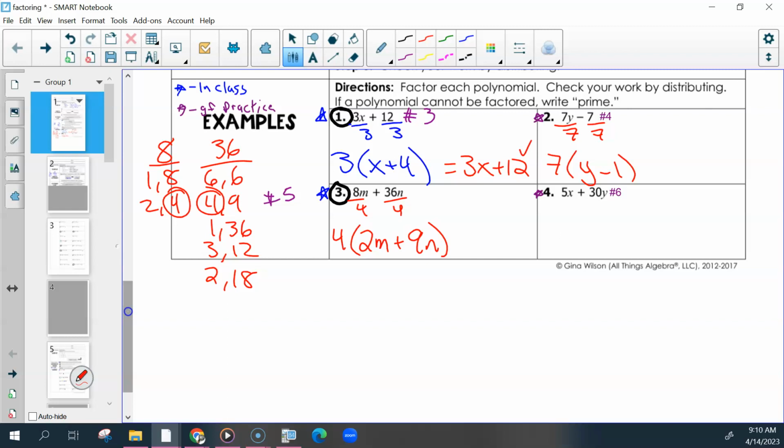Okay, 4. What is the highest number we can divide out of both? 5. Can't divide out any variables because they're not the same. What would be left? X plus 1. Right, now we're going to get on to some more challenging ones.